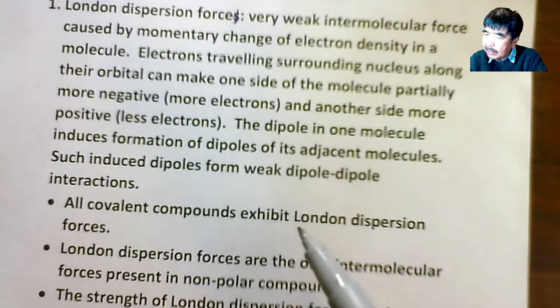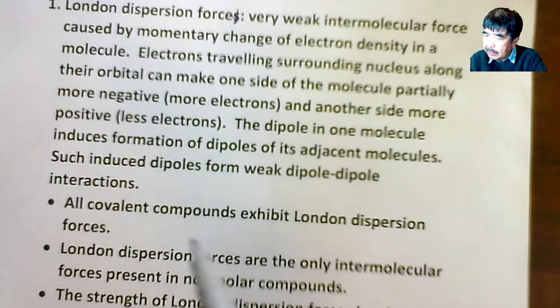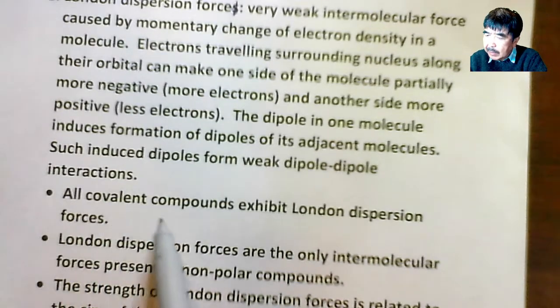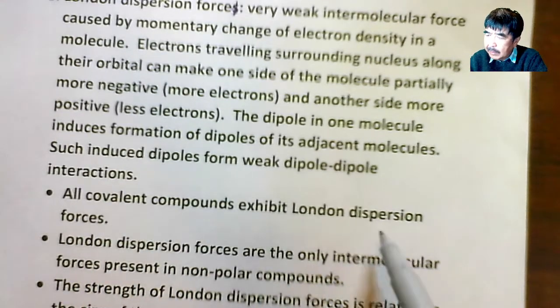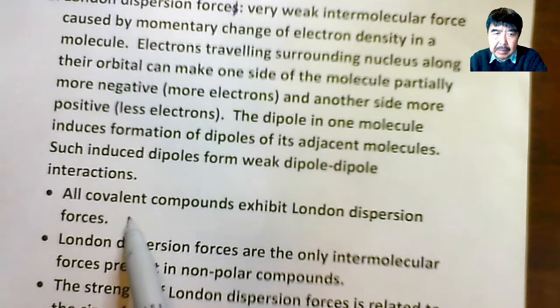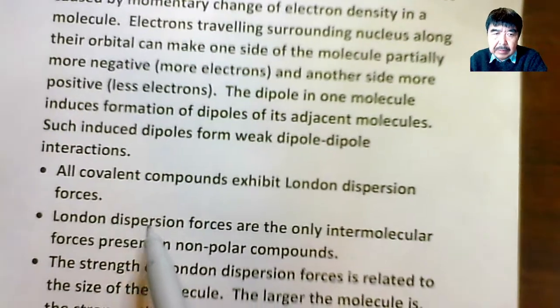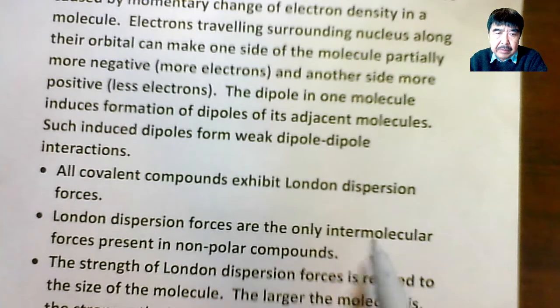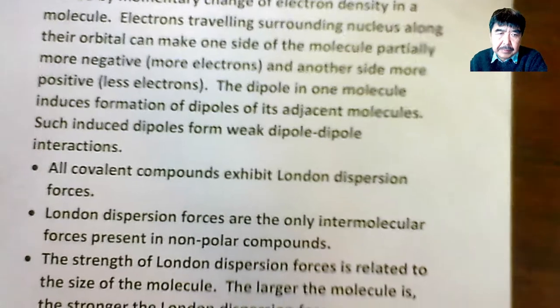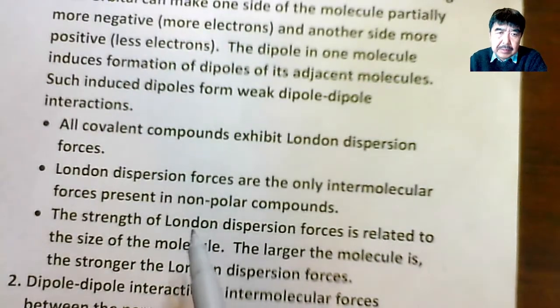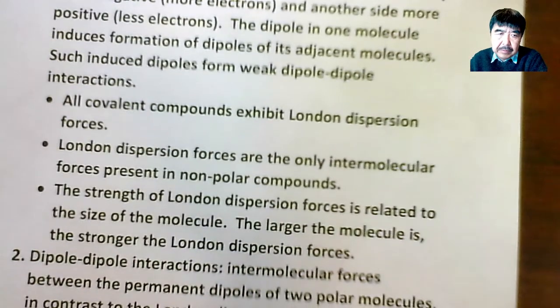Let's take a look at some features of London dispersion forces. The first one: all covalent compounds exhibit London dispersion forces. The second one: London dispersion forces are the only intermolecular forces present in nonpolar compounds. The third one: the strength of London dispersion force is related to the size of a molecule. The larger the molecule is, the stronger the London dispersion force is.